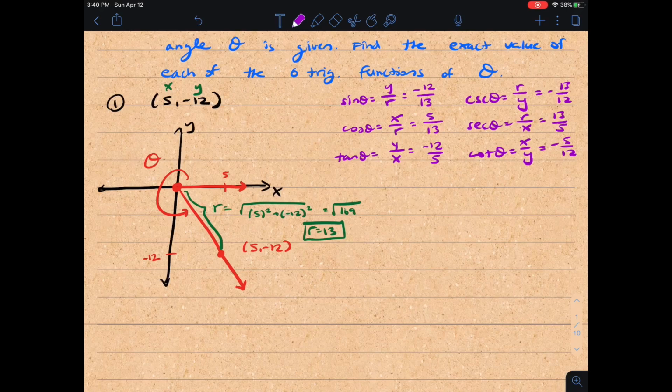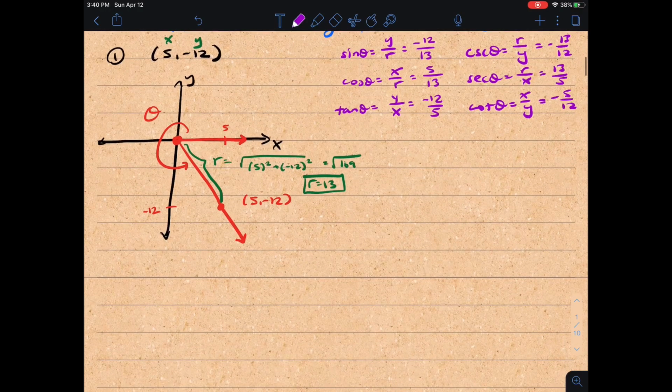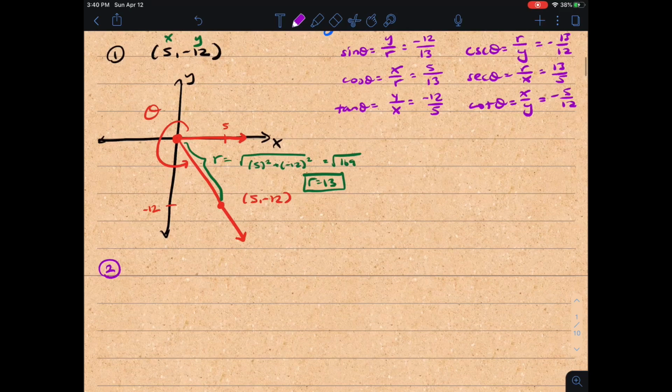By the way, probably the quickest way to do this is if you find these 3, just take the reciprocals, and you can find these other 3. But anyways, this is our very first example. Hopefully you get an idea of how we use the definition to find the 6 trig functions of theta, given a point on the terminal side of theta. So let me put number 2 right here. Let me call this point (-1, -2).